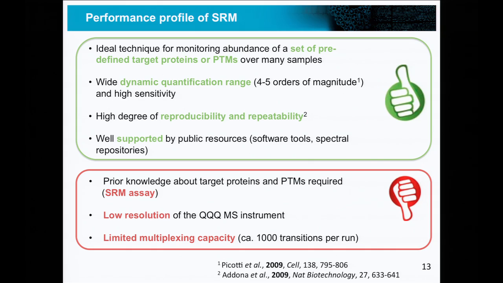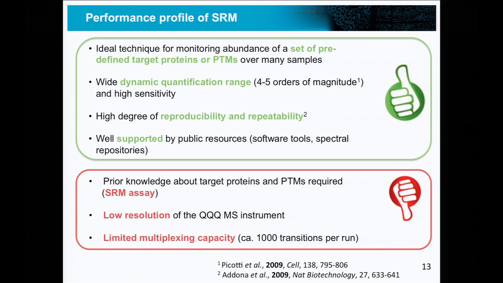The second disadvantage of SRM is the rather low resolution of the triple quad instruments, leading to more issues with interferences in your quantitative data. And there is the limited multiplexing capacity, so the number of transitions to be measured per SRM injection is in the range of 1,000. Especially in light of these last limitations, these new techniques, PRM and SWATH-MS, were really pushed to help to improve this.